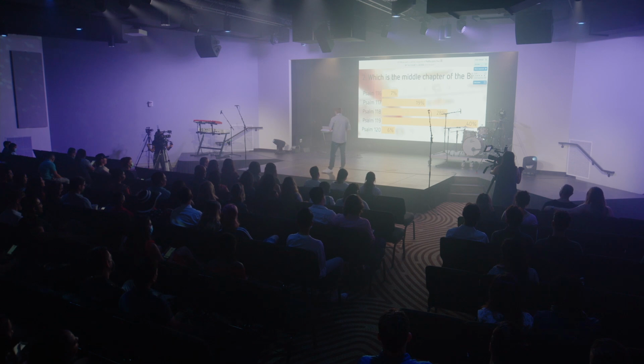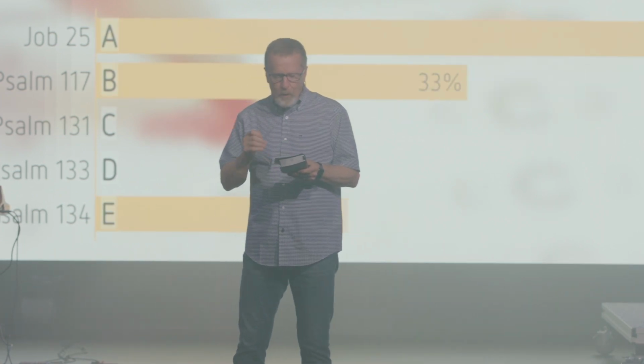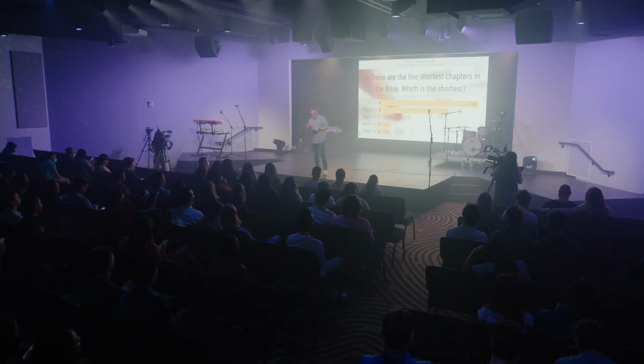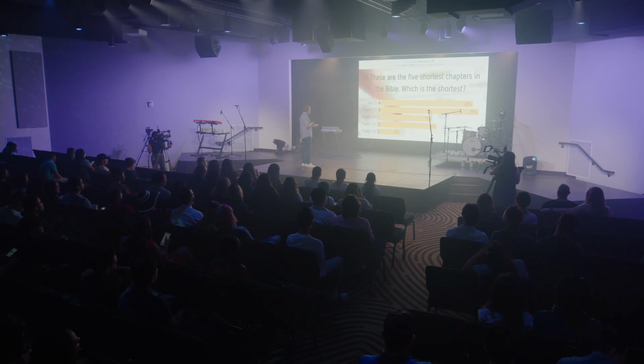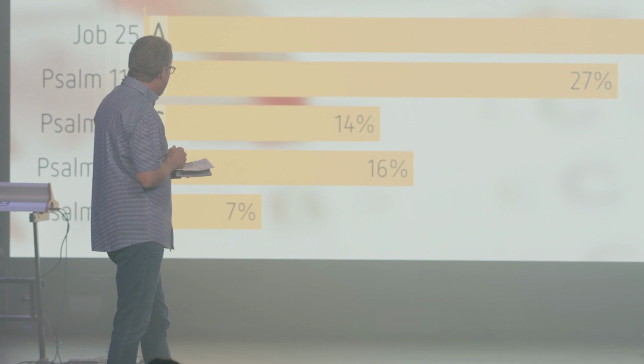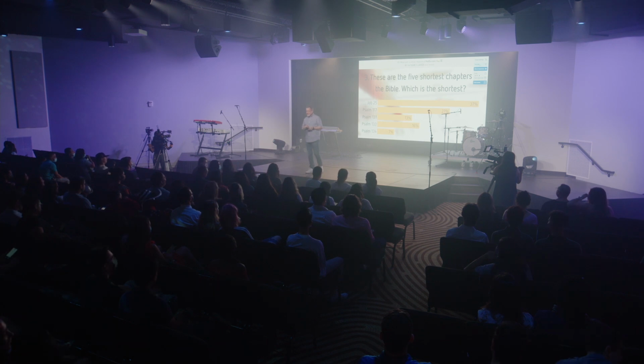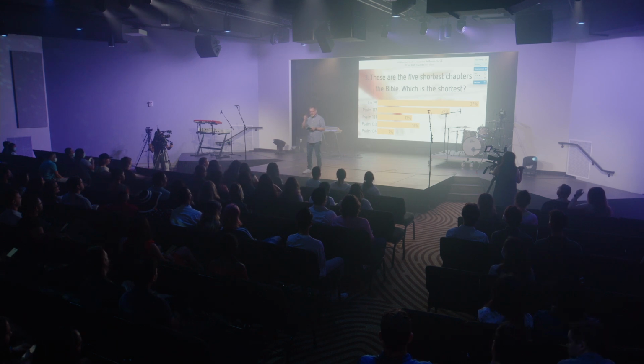Okay. Number 3, here we go. These are the 5 shortest chapters in the Bible, these 5. Job 25, Psalm 117, 131, 133, and 134. Which, however, is the shortest chapter in the Bible? Of these 5 options, which is the shortest? All right. Well, Job and Psalm 117 are hanging pretty close. Job's winning out. All right. Are we done? Okay, we're going to cut it off. So it is Psalm 117. So it's B. So we got 1 out of 3, we'll say. It's curious. Psalm 117 is both the middle chapter and the shortest chapter.